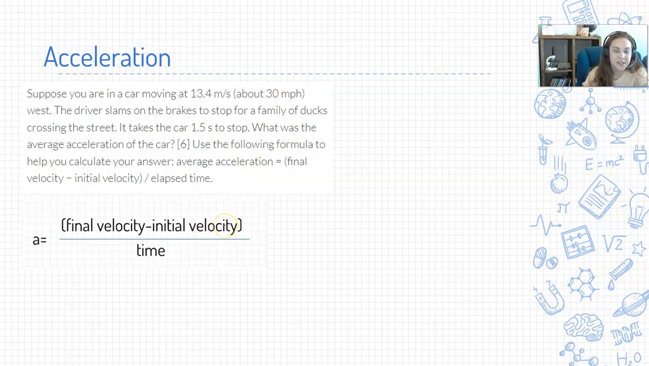And remember, this is the formula we use. Final velocity, which was 0, because we knew that it stopped. The initial velocity was 13.4. And it took 1.5 seconds to stop. All of this information you get for your formula can be found in the problem, every single time. So you just do your 0 minus 13.4 divided by 1.5, and you come up with your acceleration. Remember, if it's a negative acceleration, it is slowing down.